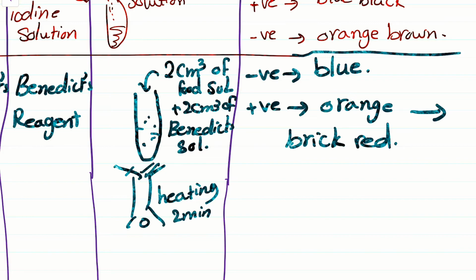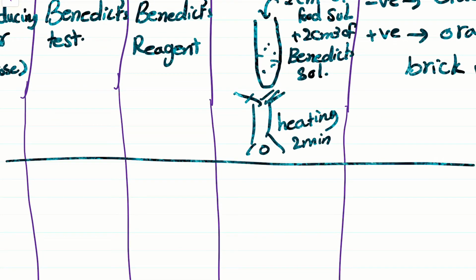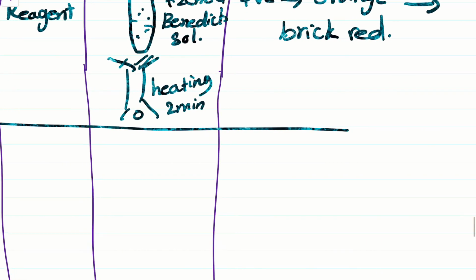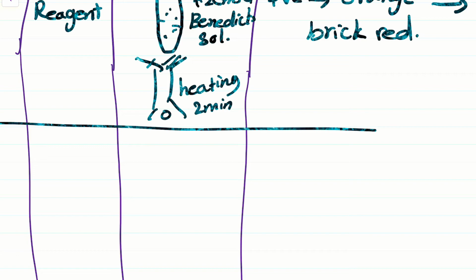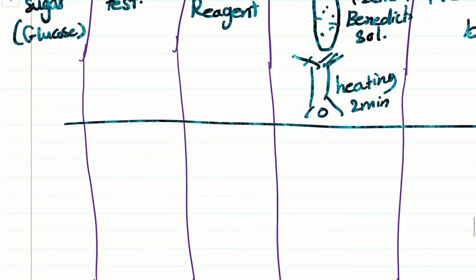So we have different colors in between orange and brick red. Any color other than the blue will be positive, so it means the glucose or the reducing sugar is found in the food solution. And by the way, the change of the color from orange to brick red depends on the concentration of glucose. Orange or yellow means a diluted glucose solution, but brick red means it's a concentrated glucose solution.